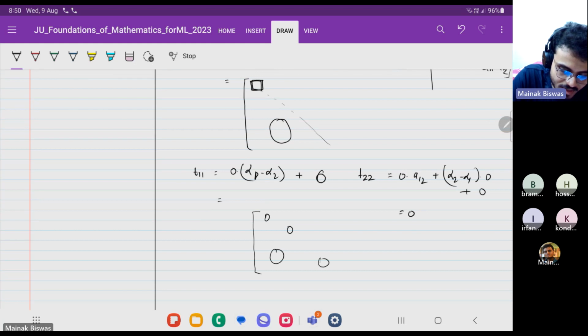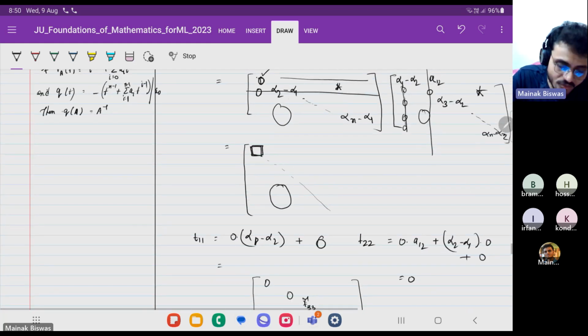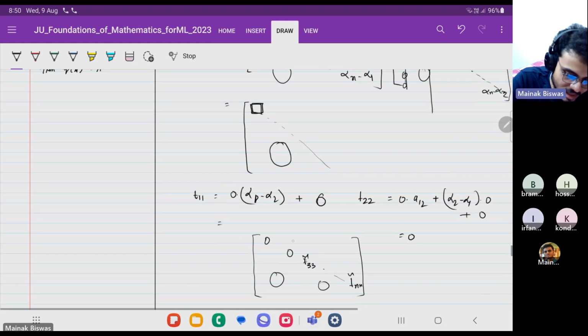Here all are 0 as well. And here you will have something along the diagonal, say lambda 3 all the way to lambda n. What will be above these? So for example, what will be this term?